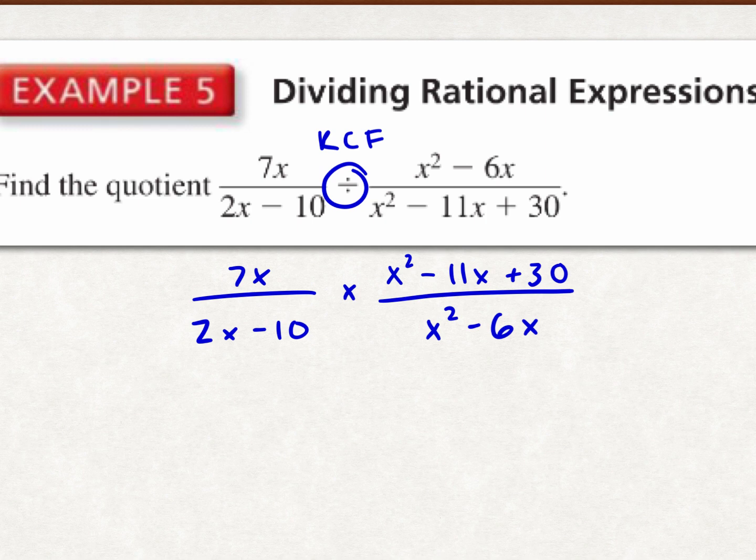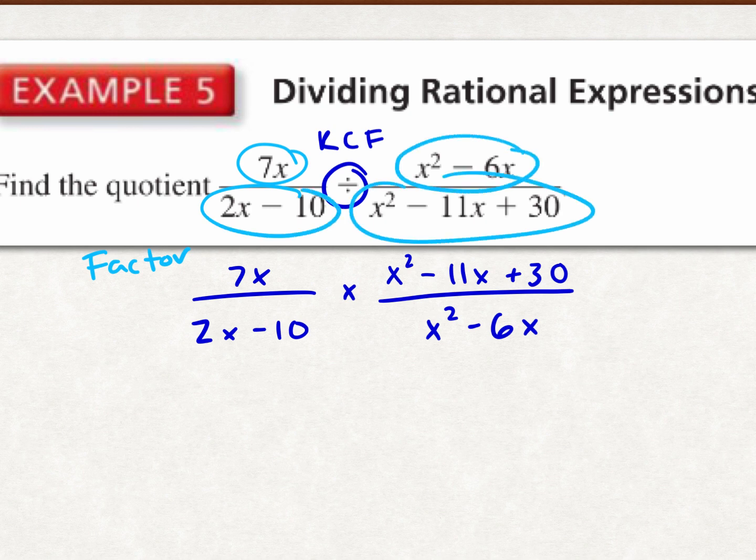So we want to factor. You want to factor each part. So we're going to factor the top here, if it can be. The 7x can't be factored, but we want to factor the bottom, factor, and factor. We want to factor everything and see what's in common on the top and on the bottom. So taking out the GCF would be the same.